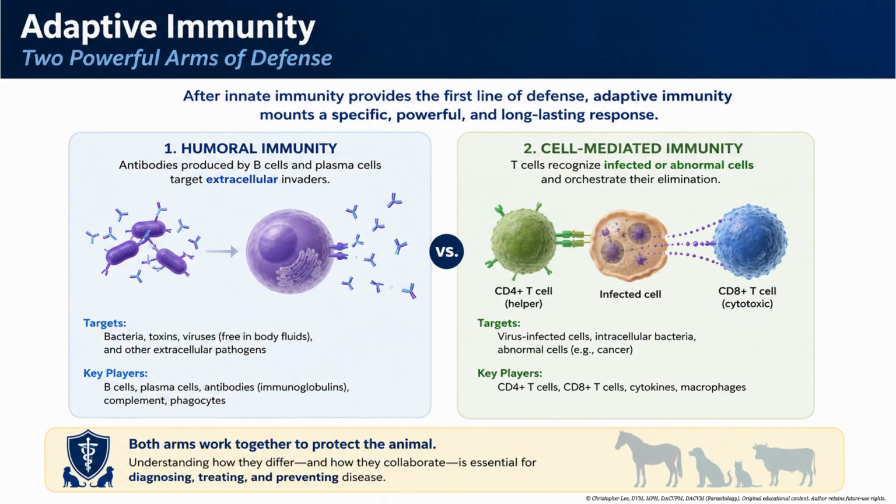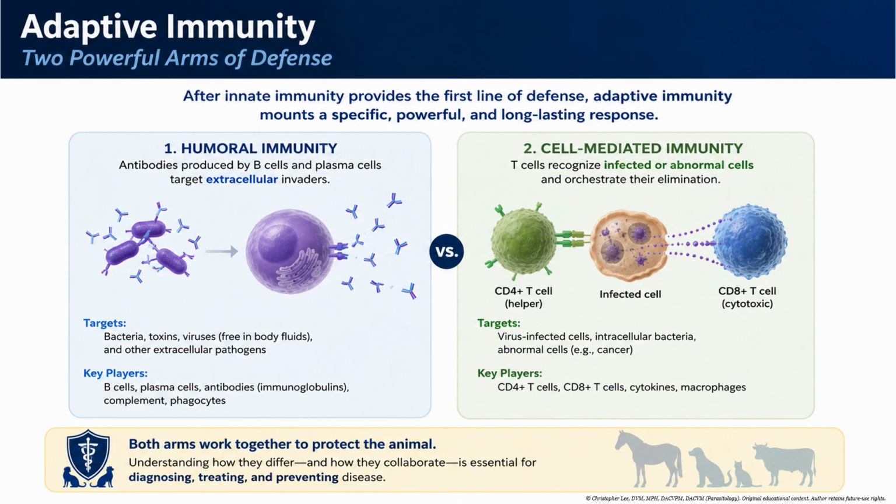Before we zoom into T cells, let's place them within the adaptive immunity as a whole. Adaptive immunity has two broad arms, humoral immunity and cell-mediated immunity. Humoral immunity is all about B cells, plasma cells, and antibodies. This arm is especially important for extracellular threats. Think of bacteria outside of the cells, toxins, free viral particles, and other antigens that antibodies can physically bind to.